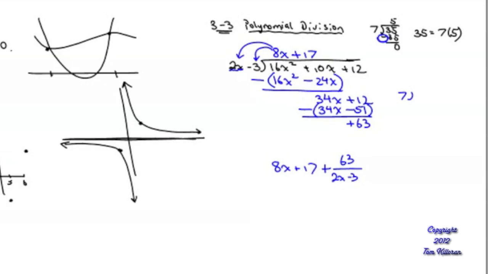When you do 30 divided by 7, how many times does 7 go into 30? 4. 4 times 7 is 28. You subtract them, you get a remainder of 2. The answer here is 4 and 2 sevens. So it's 4 and 2 sevens, or 4 plus 2 sevens.